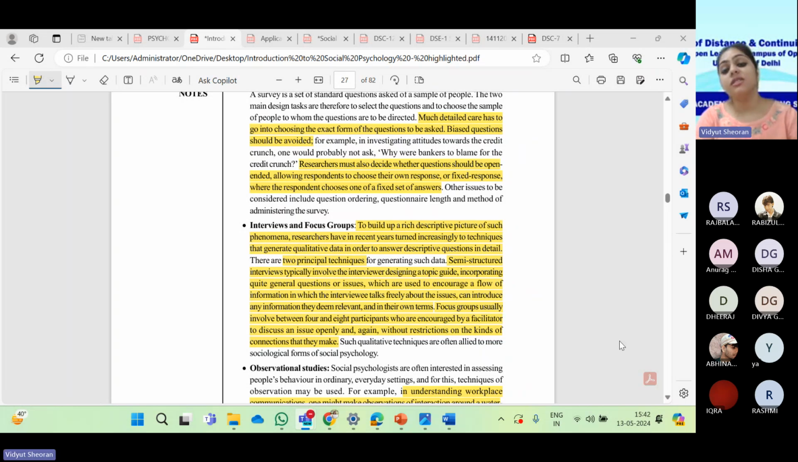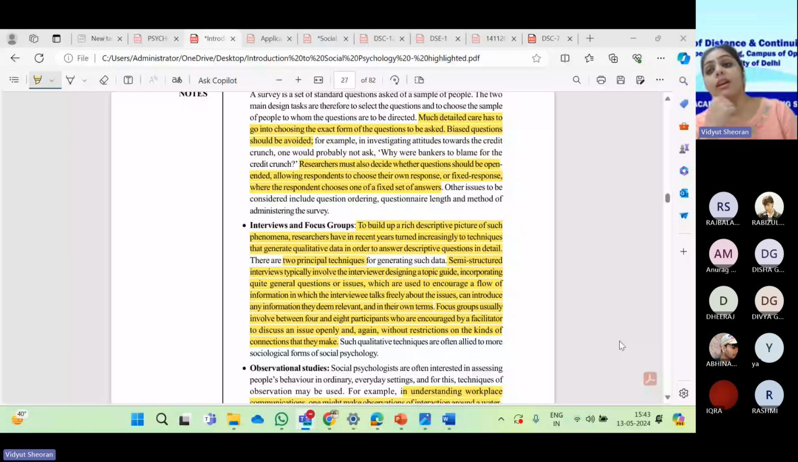Then comes observational studies. So in observation, there are 2-3 types of observation: participant, non-participant. In participant observation, the researcher himself is taking part in the process of this data collection. For example, in the season of sales in the shop, the psychologist is himself dressed like a salesperson and collecting the data by working like a salesperson. He's participating in the situation.